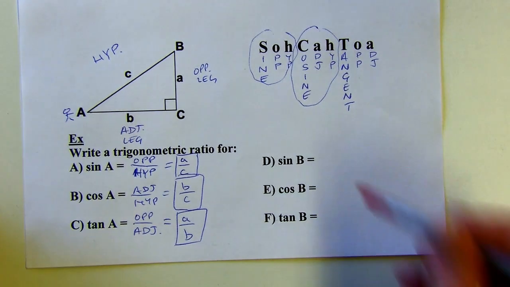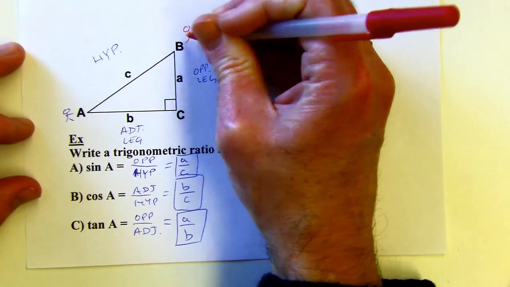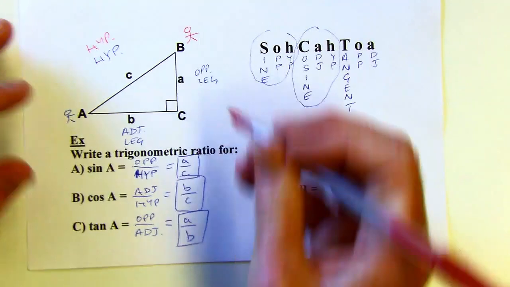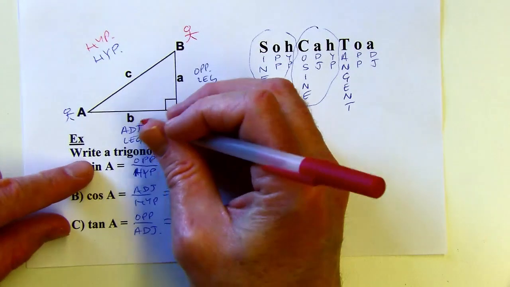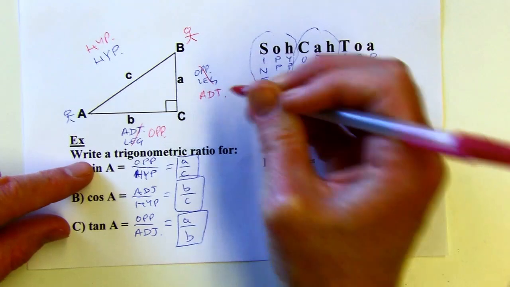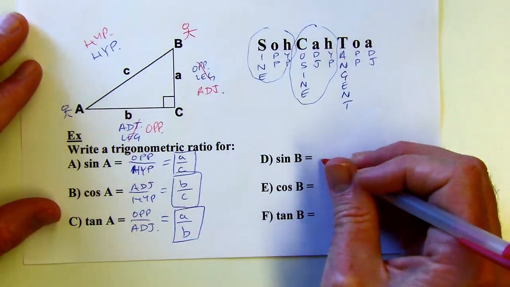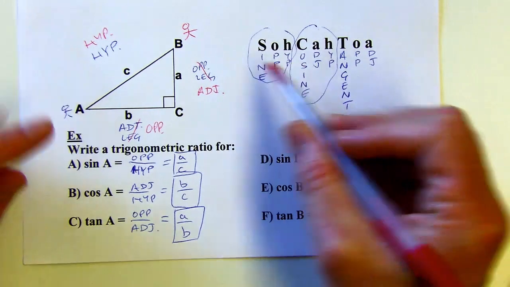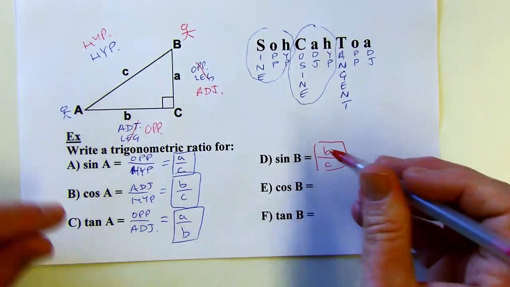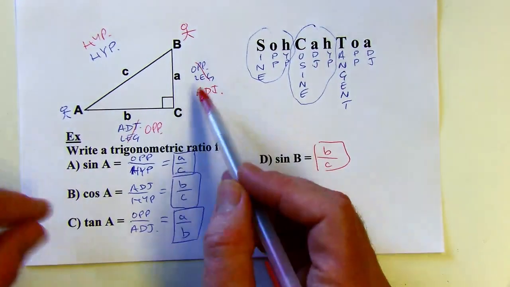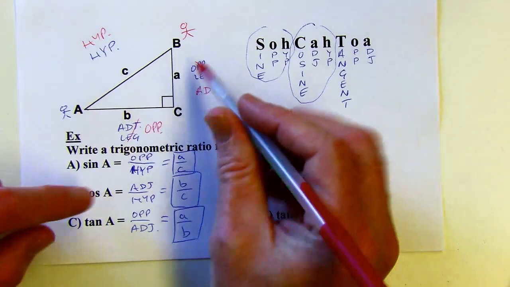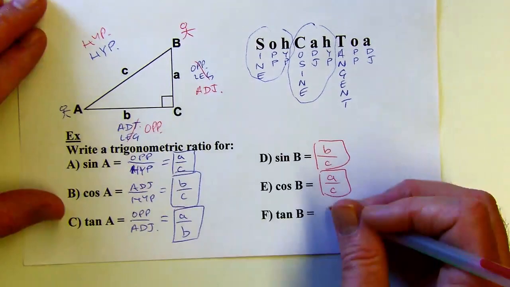Well, let's see what happens if we're at B. Okay, so if we're at B, the hypotenuse is still the hypotenuse, but the opposite and adjacent switch. Now this leg is the opposite leg, and this one would be the adjacent one, right? So that's going to switch around my trig ratios. So sine, opposite over hypotenuse, I'd have B over C. And for cosine, adjacent over hypotenuse, adjacent would be A, and hypotenuse is still C. And then opposite over adjacent here would be B over A. Okay?